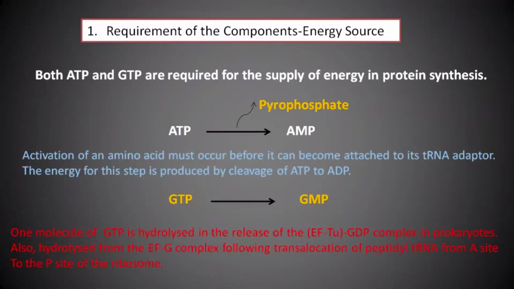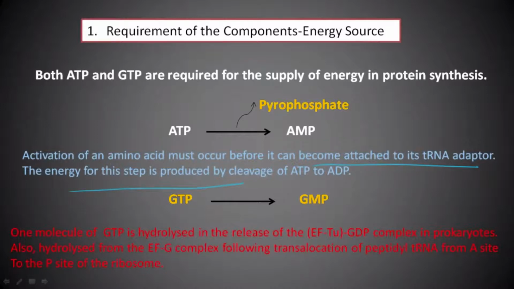Now another is the energy source. For doing anything we need energy. So both ATP and GTP are required for the supply of energy in protein synthesis. Activation of the amino acid has to occur before it can become attached to the tRNA adapter, and for this, energy is required, which is produced by cleavage of ATP.